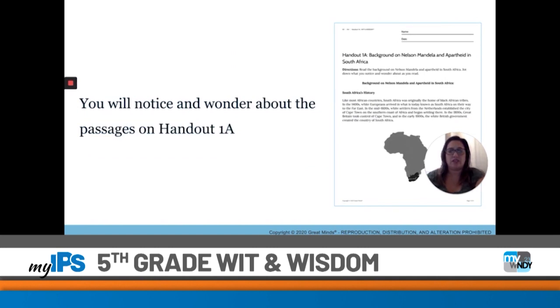We are going to notice and wonder about the passage on handout 1A. If you do not have handout 1A, no worries. We have it here up for you to follow along. This is background on Nelson Mandela and the apartheid in South Africa.